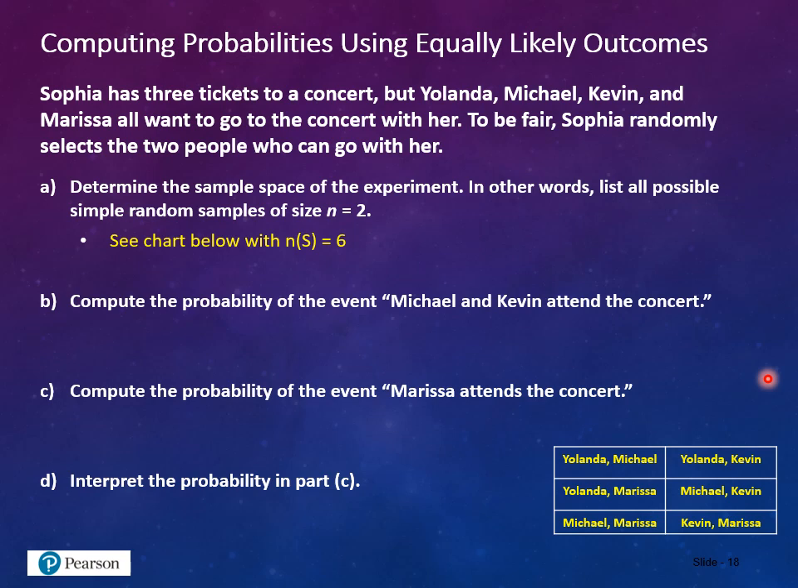Compute the probability of Michael and Kevin attending the concert. Well, there's only one option of Michael and Kevin attending the concert, so there's 1 out of 6 possibilities. So the probability is 1 out of 6, the number of outcomes that meet the event, Michael and Kevin, divided by the total number of possible outcomes.